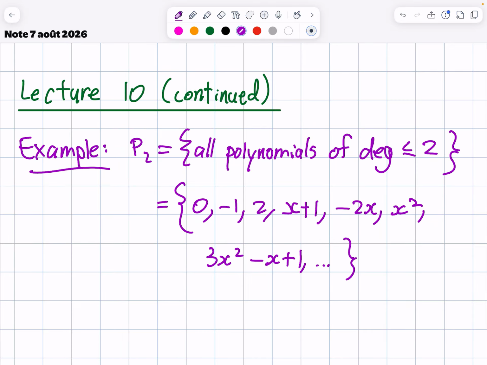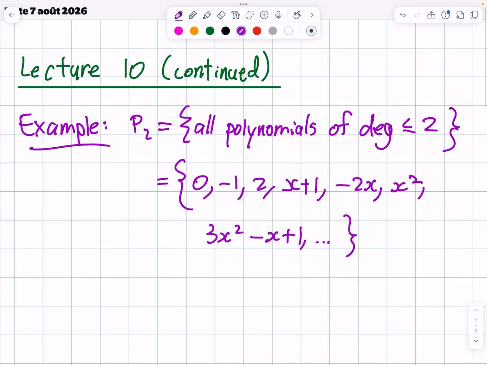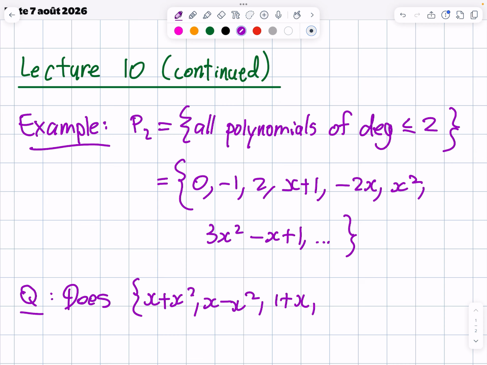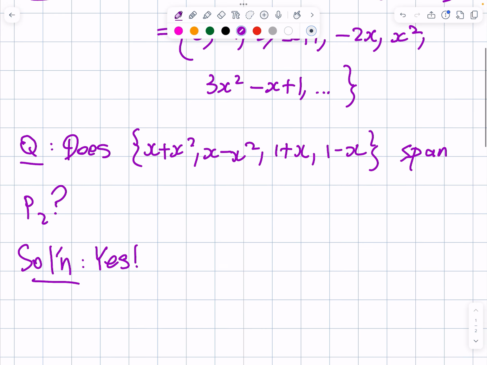You can check that this is a vector space by verifying the 10 vector space axioms. And here the question is, does the set x plus x squared, x minus x squared, 1 plus x, 1 minus x span P2? Okay, and here's the solution. The answer is yes, and you can see it as follows.